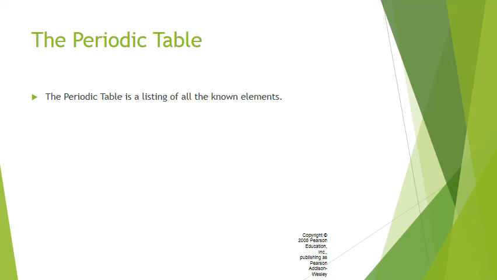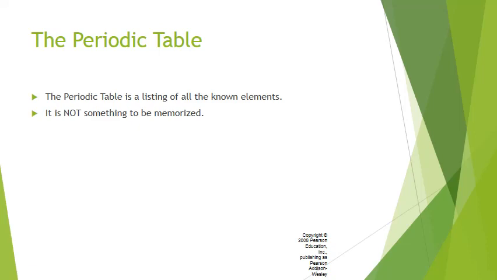Okay, so one thing that's very important to understand is, where have we come so far? We know what an atom is, we know what an element is, we know something about subatomic particles. Now the next step, and this is a very important step because we'll be using it throughout much of the rest of the course, is the periodic table. The periodic table is essentially a listing of all the known elements, both natural and man-made.